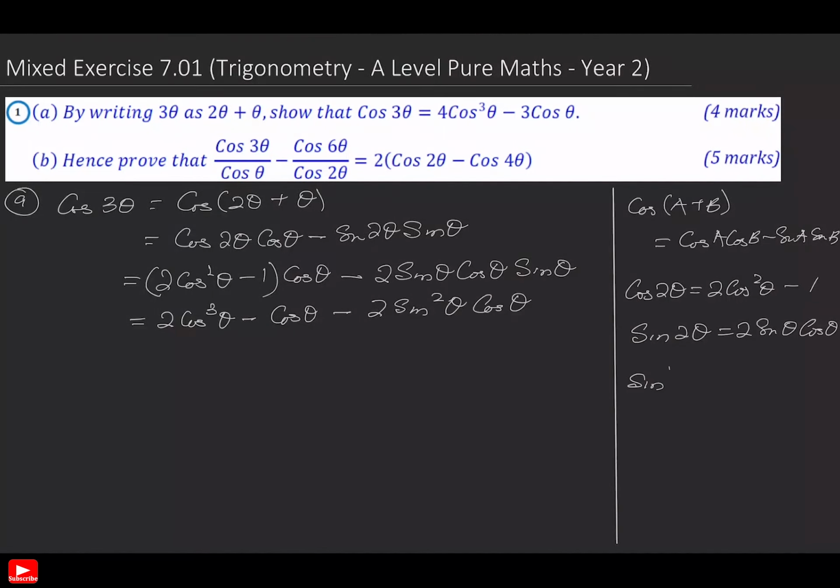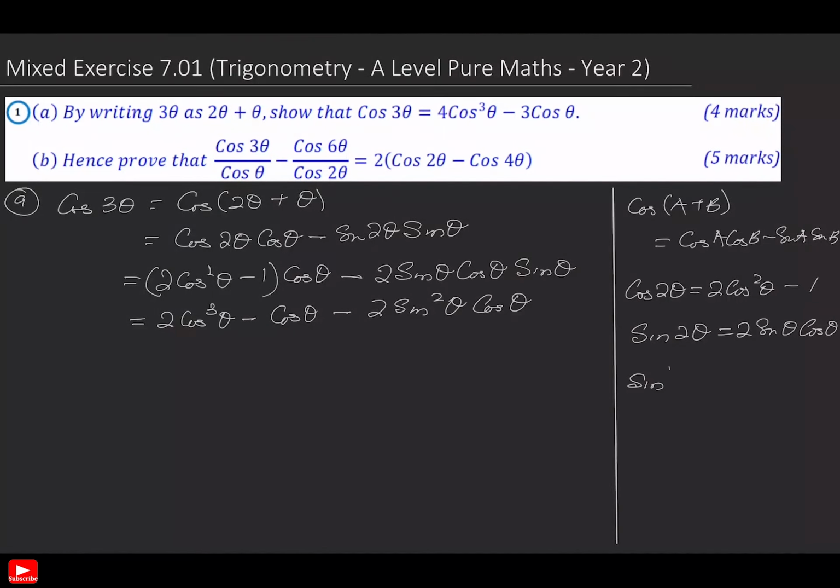So for B, cos 3 theta over cos theta minus cos 6 theta over cos 2 theta. We have just proved that cos 3 theta is equal to 4 cos cube theta minus 3 cos theta. So we can replace cos 3 theta with this. And so we are going to get 4 cos cube theta minus 3 cos theta over cos theta.